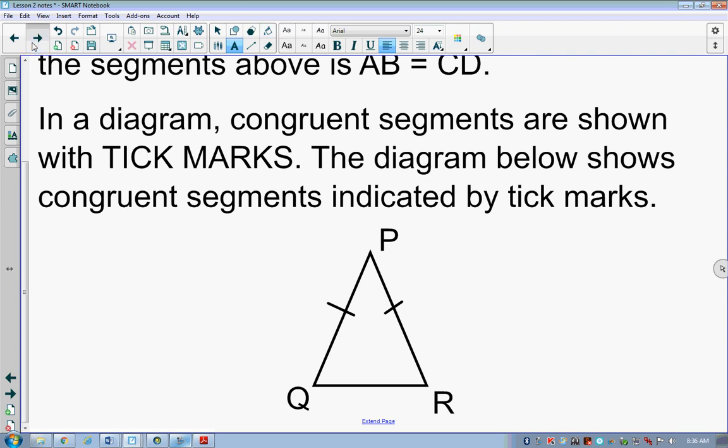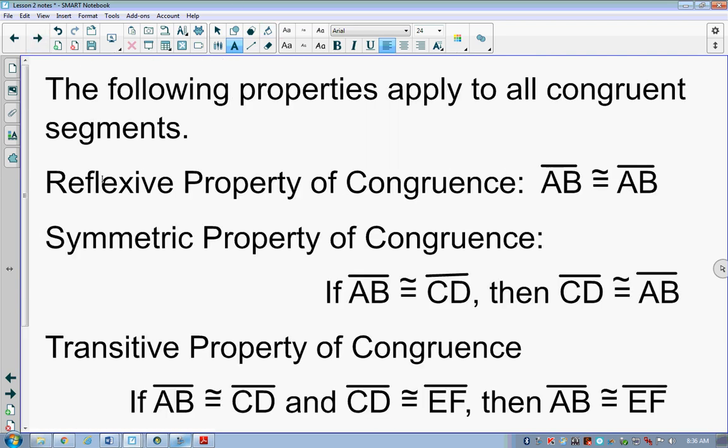All right. So the following properties apply to all congruent segments. We have the reflexive property, okay? Reflexive property, meaning that a segment can be equal to itself. Okay, and we'll look at instances later on where a segment is equal to itself because you have overlapping parts.